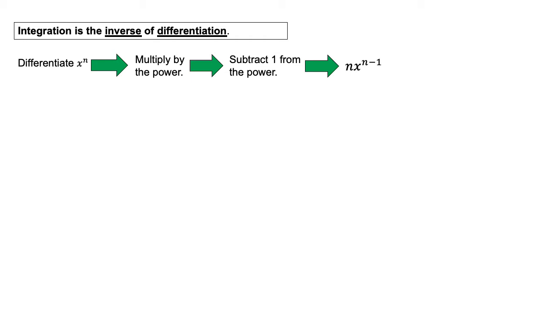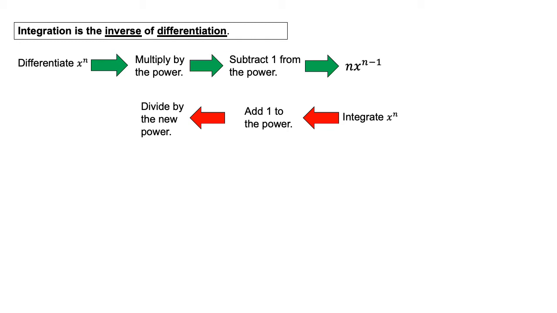So therefore, if I've just told you that integration is the inverse of this, if I ask you to integrate x to the n, well, the first thing I do therefore is add 1 to the power, and then I divide by the new power. And my result, therefore, is x to the power of n plus 1 divided by n plus 1. Again, n being any number.